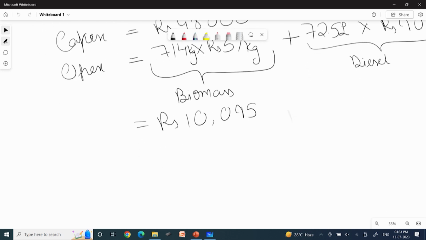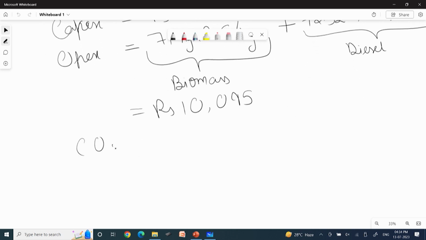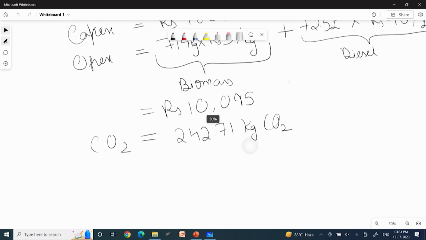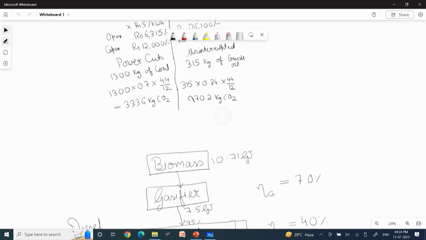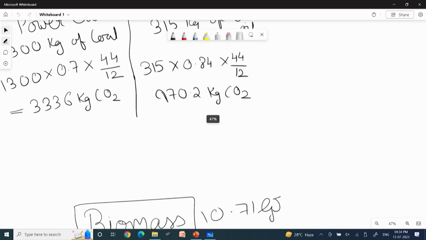So the CO2 in this case is primarily coming from the consumption of diesel, which would be roughly around 242.71 kgs of CO2. So compare that with the earlier cases. If I go to the earlier two cases, we found that the electricity based system has around 3,300 kgs of CO2 and 970 kgs of CO2 for a diesel based system. So even that has been reduced significantly if we go towards a biomass based system.